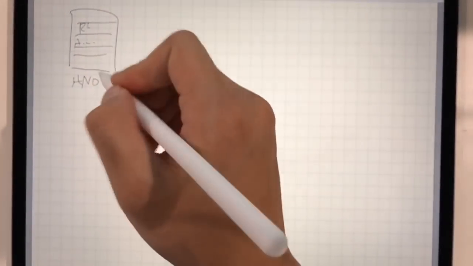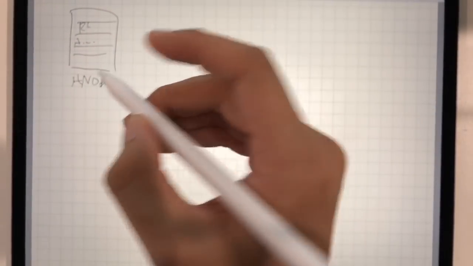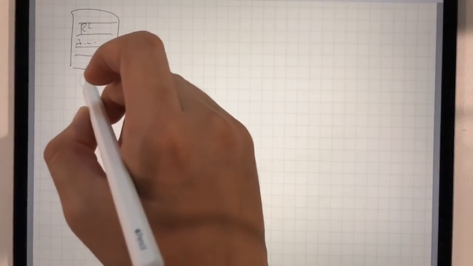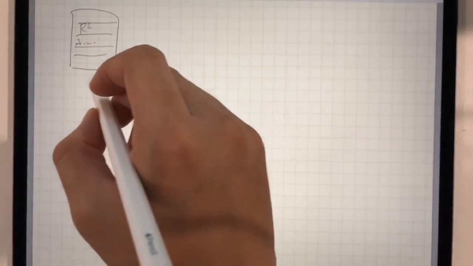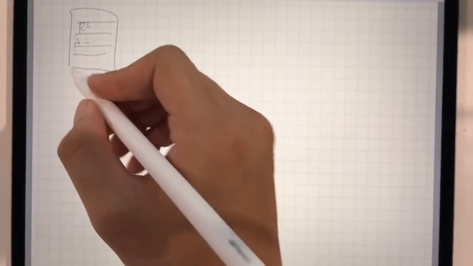And the second one is, I think this new one, I can double tap it and it becomes eraser. Oh wow, oh my gosh, this is so great.